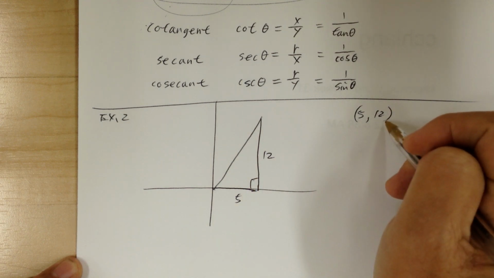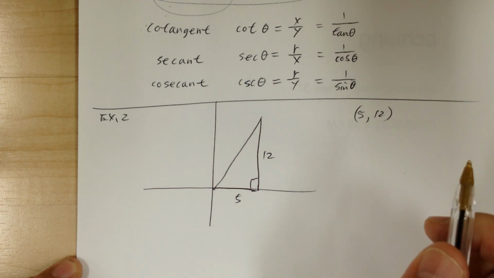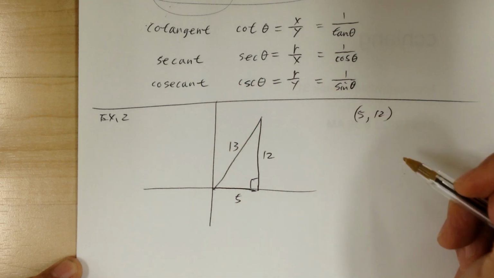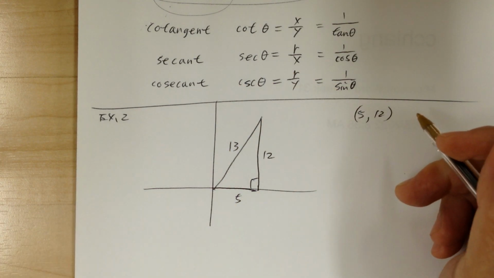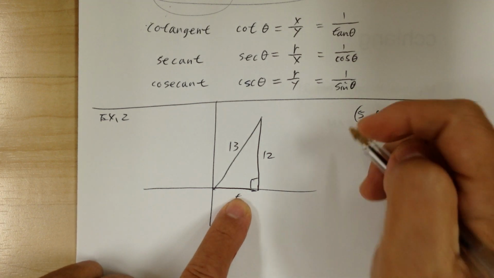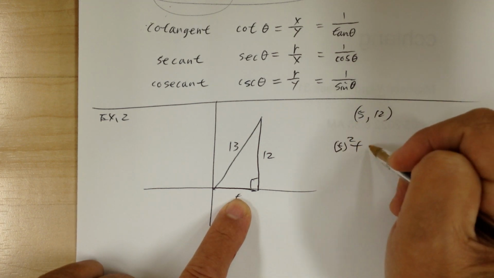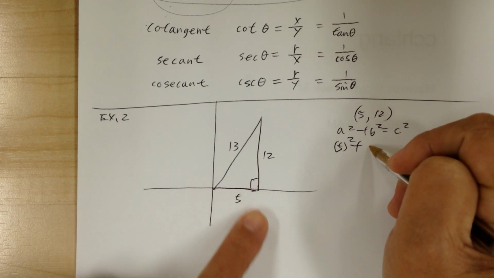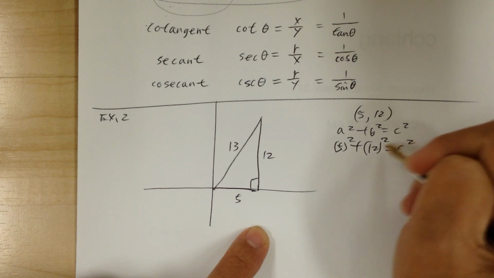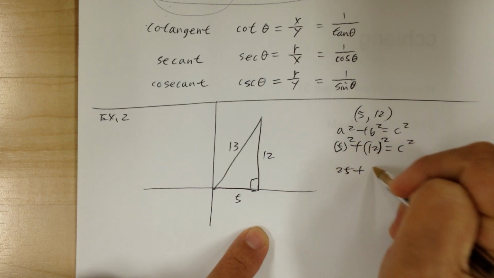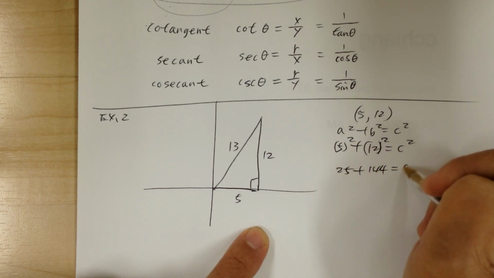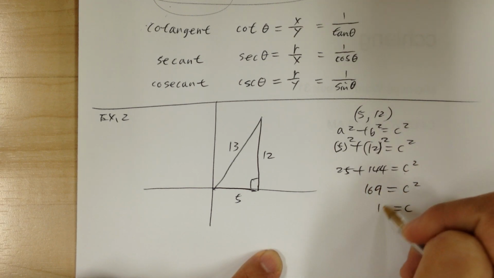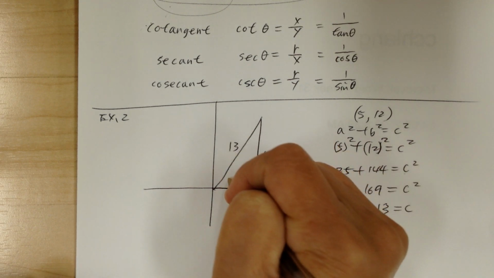Now you can use the Pythagorean theorem, or you can use your geometry, the special triple: 5, 12, and this would be a 13. If you don't remember it from your geometry, you just use the Pythagorean theorem. So you got a squared plus b squared equal to c squared. So 5 squared plus 12 squared equal to c squared. So 25 plus 144 equal to c squared. So 169 equal to c squared. So c equal to 13. Okay, and here's your theta.